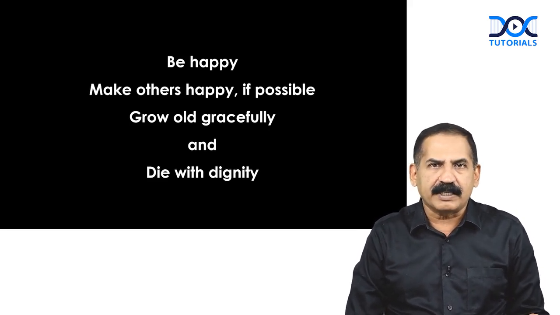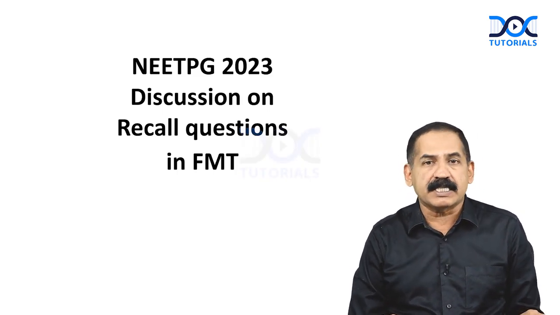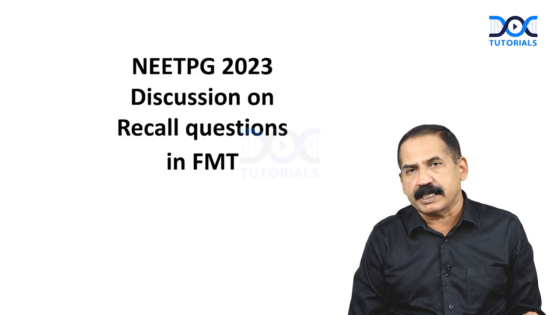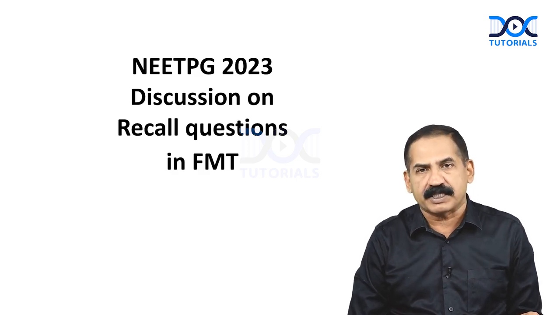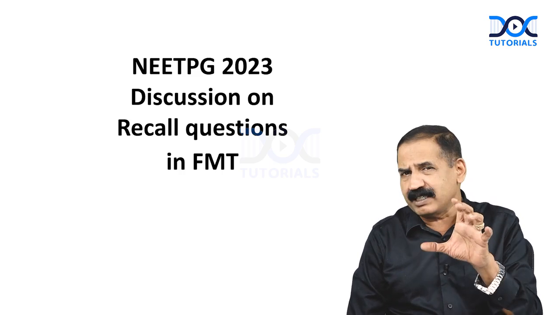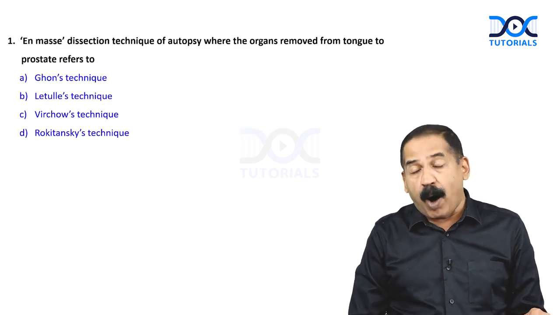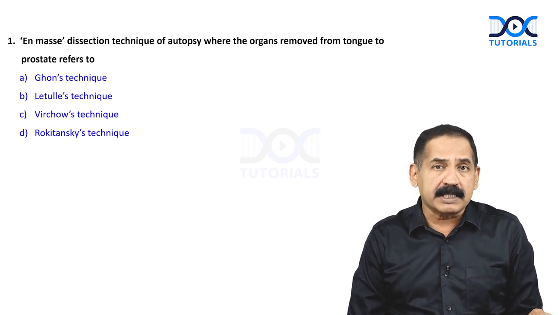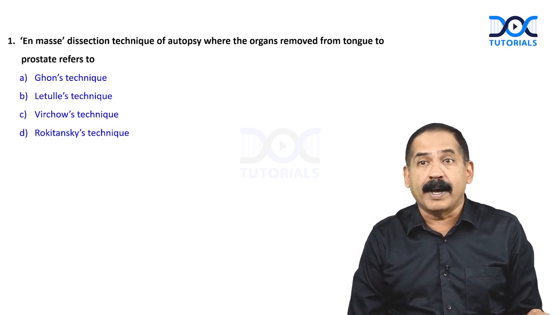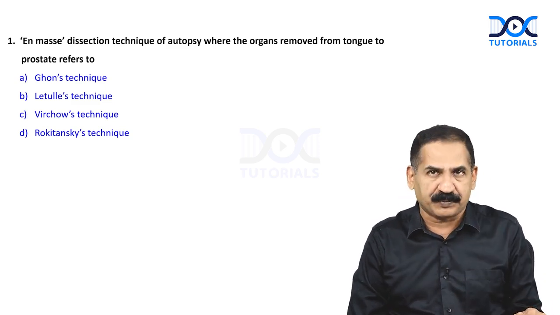Now, let me talk on NEET PG 2023 discussion on recall questions in Forensic Medicine and Toxicology. Totally there are 13 questions, maybe 1 or 2, 3 maybe overlap, but 10 minimum pure Forensic Medicine. Number 1. En-masse dissection technique of autopsy where the organs removed from tongue to prostate refers to.